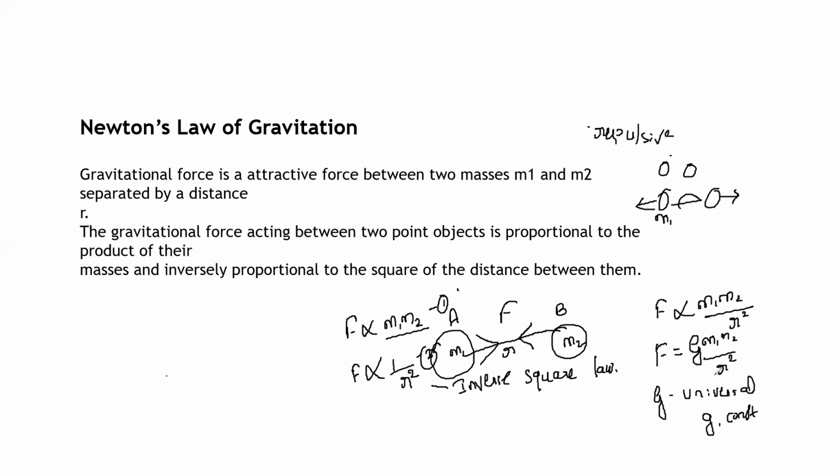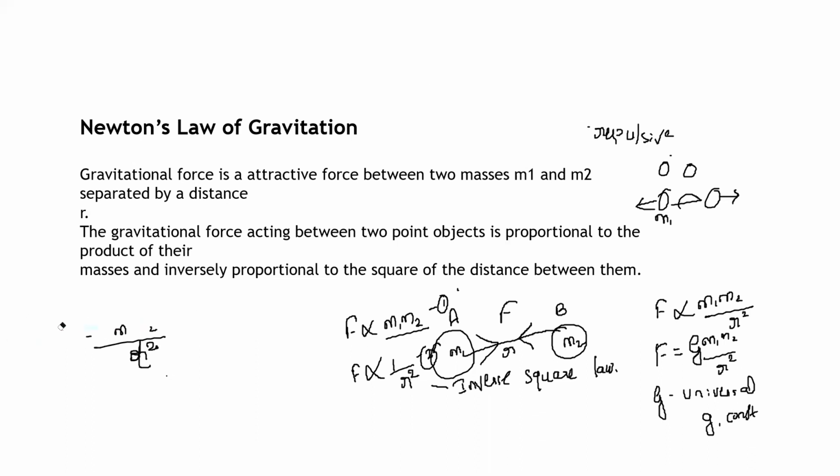So the expression for the universal law of gravitation, the final equation, is F equals G m1 into m2 divided by r square. This is the universal gravitational law. Correct? m1 and m2 are the masses of the bodies, and r is the distance between them. If you want, you can take the distance as d also. So this is the statement and the expression for the gravitational law.